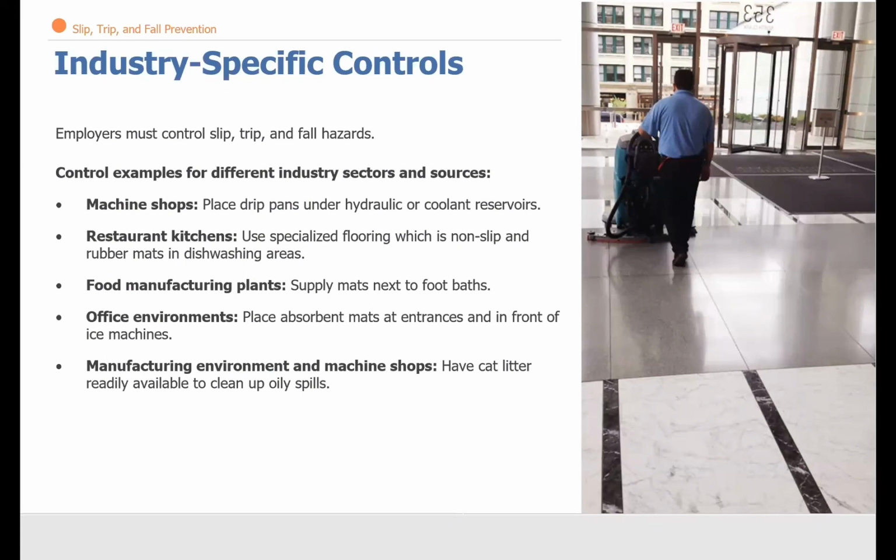So whenever we have our hula hands or our dish pit back in the culinary kitchen, we have those rubber mats that help. And then office environments, so again, like front desk, admin office, sales, we also have absorbent mats at entrances and in front of ice machines. So whenever we have our care alcove and there's that soda machine, of course, we do have little mats back there to kind of help out.